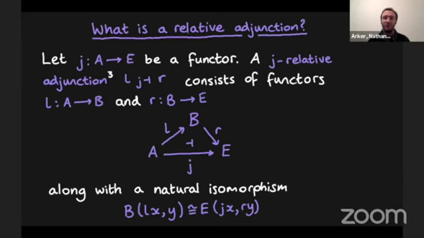Now, what's a relative adjunction? It's very similar to an ordinary adjunction. You can see at the bottom we have this hom-set isomorphism: a correspondence between morphisms from Lx to y and morphisms from Jx to Ry. Notice that if we take J to be the identity here, this is the same as an ordinary adjunction, but now we have skewed the adjunction relative to this functor J, which was fixed. We're going to denote this with this triangle diagram in the center.